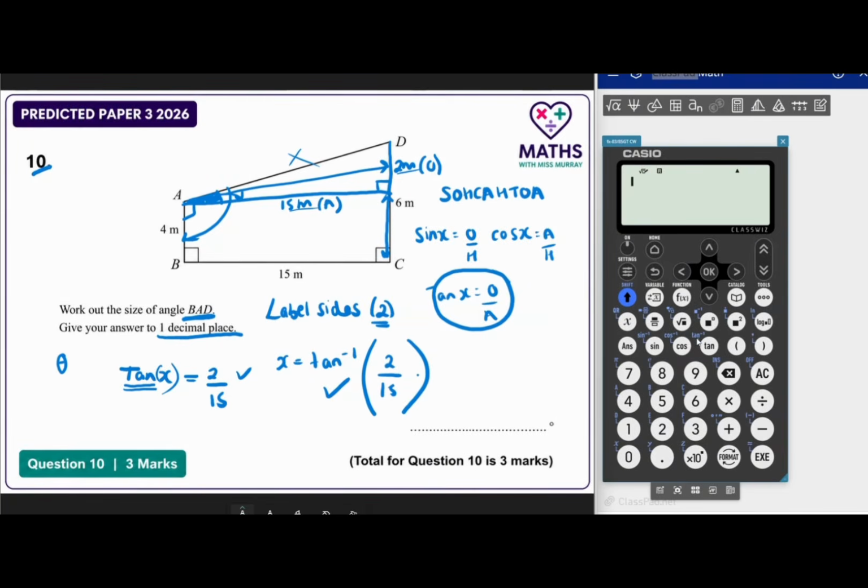To get tan minus 1, it's in blue on my calculator. It might be a different colour on yours, but it's above the normal tan button. So we press shift, press tan, and I'm going to use my fraction button so that the 2 goes on the top and the 15 goes on the bottom. Use your right arrow, close the bracket, and then press equals. Now you'll notice here that I have got an answer that doesn't seem right. If you look at the top of my calculator, I have got an R. You must make sure that your calculator is in degrees.